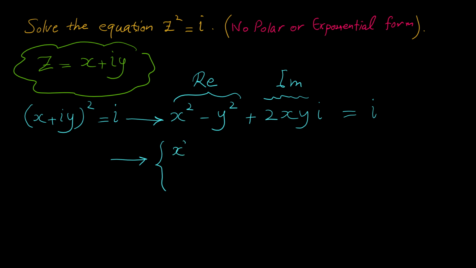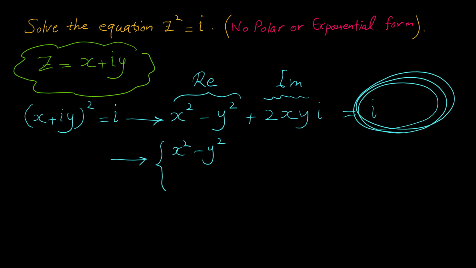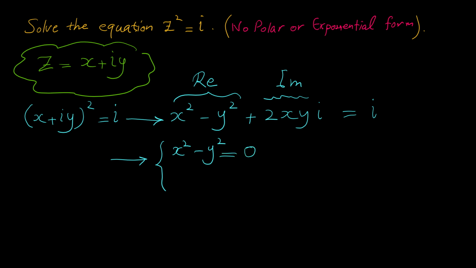Real part of the left side is x squared minus y squared, but in the right side, what is the real part? We don't have any real part. When we have i, it is 1i plus 0, and real part is 0. So we don't have any real part in the right side. So x squared minus y squared should be equal to what? 0. But 2xy should be equal to 1 because the coefficient of i here is 1 and the coefficient of i here is 2xy. So 2xy should be equal to 1.